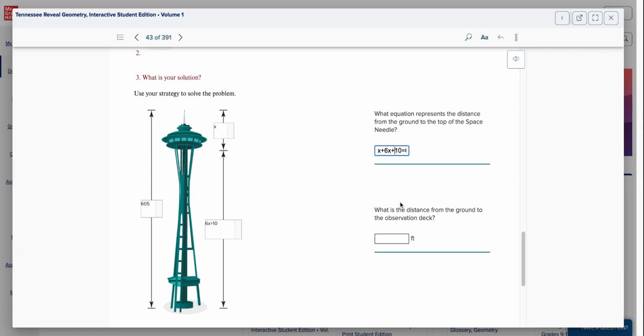All right, now they want you to solve the equation. And that's going to be kind of hard to do, but you're going to add like terms. So you're looking at 7x plus 10 is 605. And then subtract 10 on the other side and divide by 7. Put that on your paper, you guys. It's going to be 520 feet if I did my math right. All right.